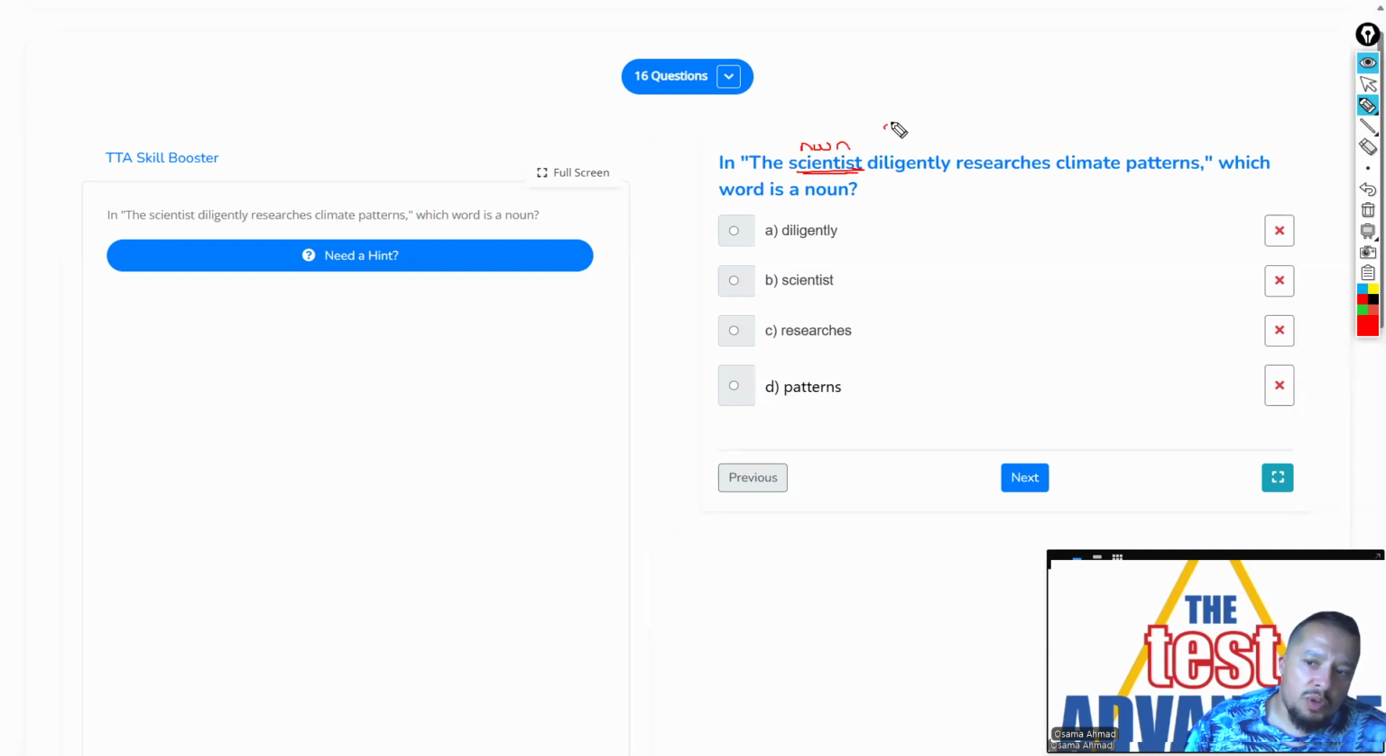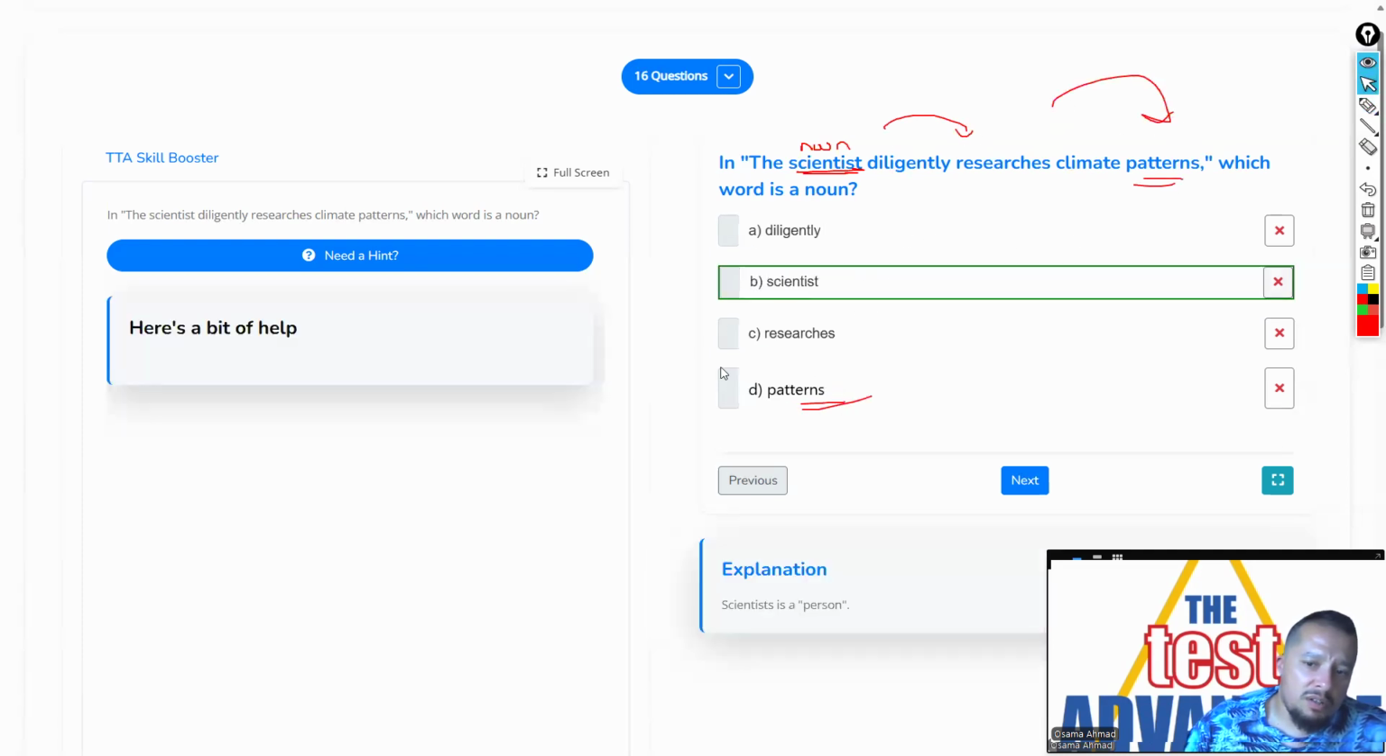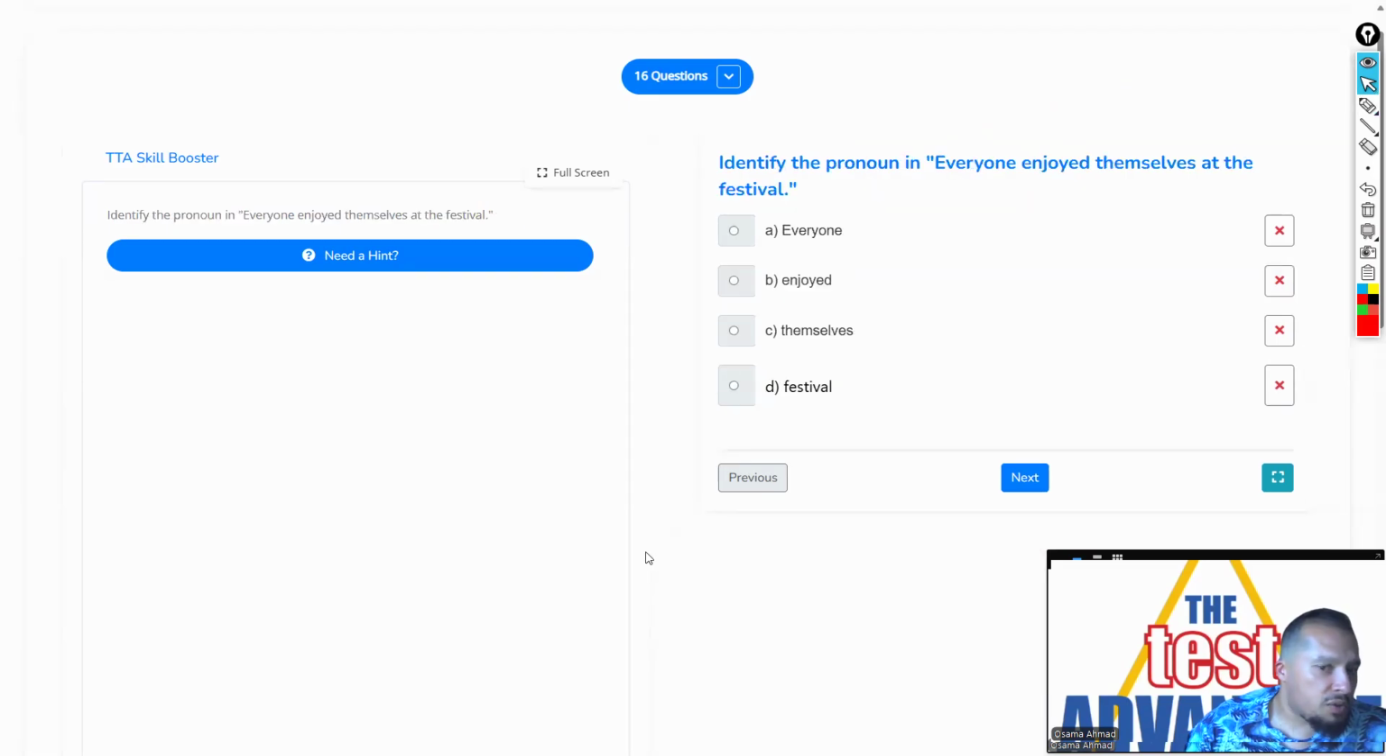The scientist will be like, what about patterns? I made a mistake here as well. I shouldn't have put patterns there. So here we're going to go with answer B. And if you told me D, that also works as well.